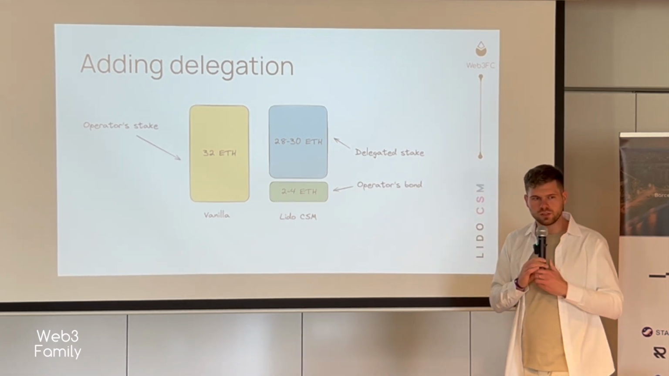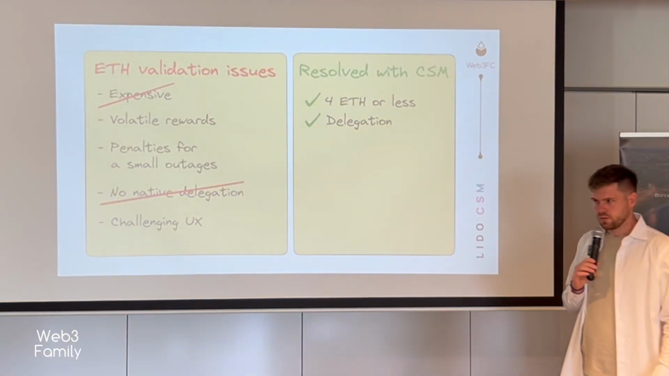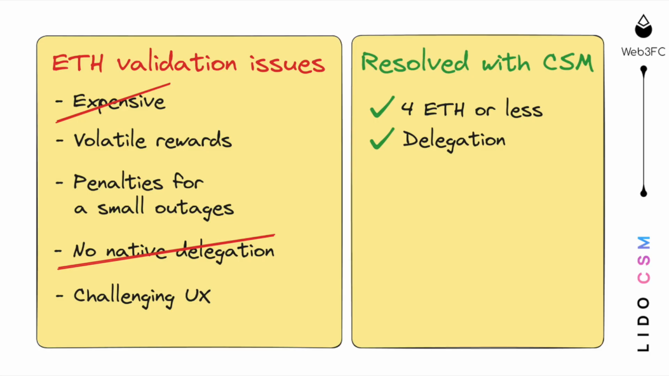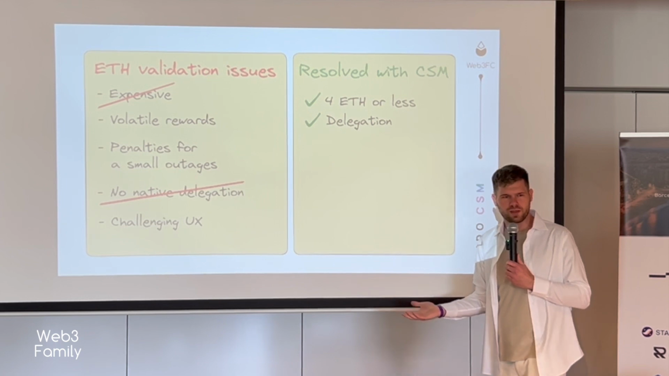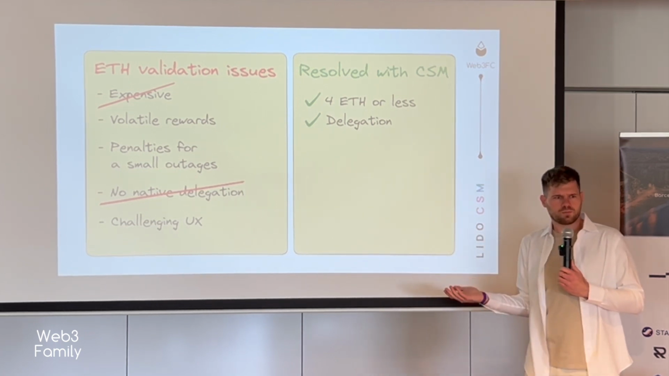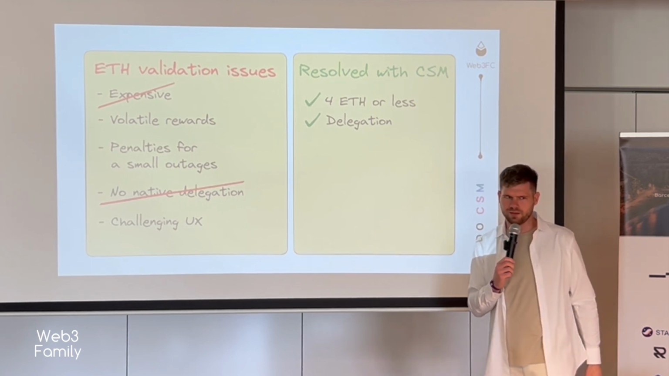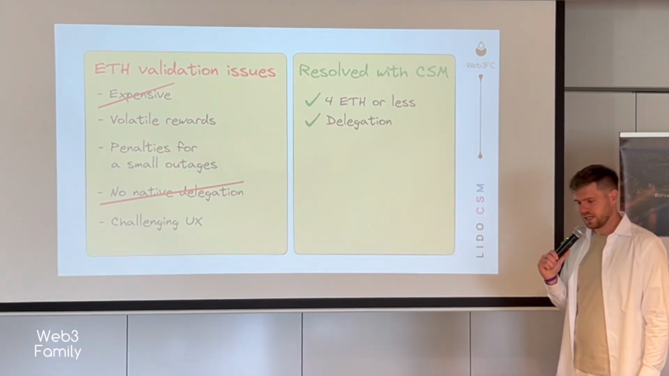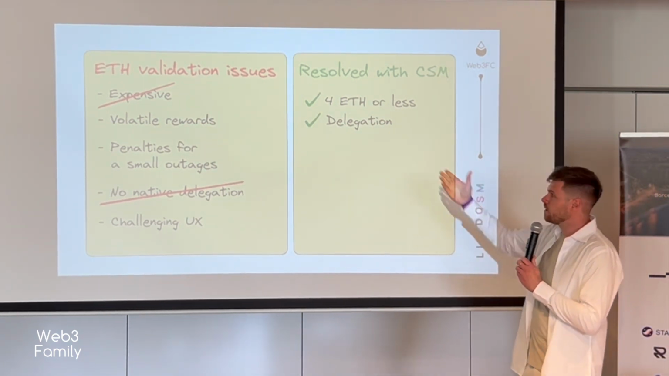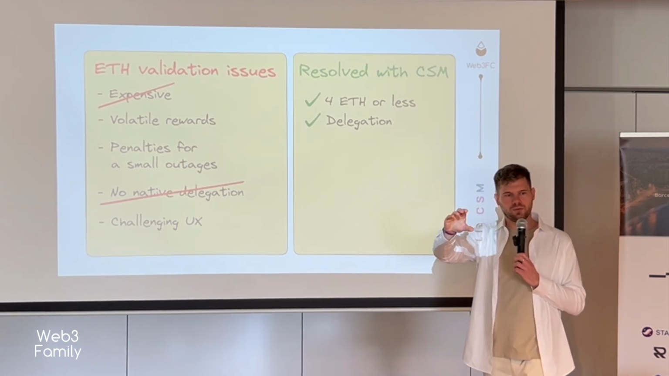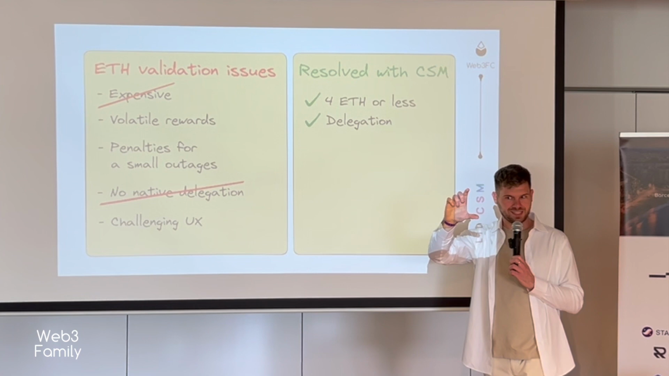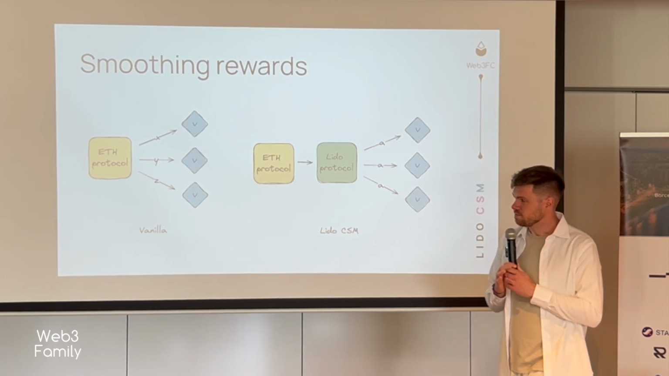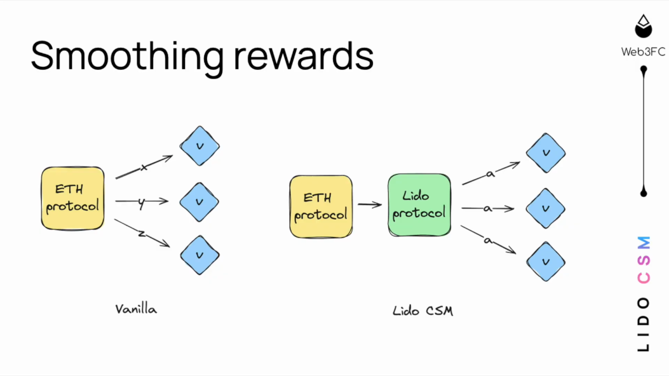And that resolves 2 issues, basically. So now, validation is not that expensive because 4 or 2 ETH is way better. It's way more affordable than 32 ETH. I mean, most of you would probably be able to get at least 2 ETH. And delegation, yes, in a form where you are not only getting this low entry barrier, but you're also getting fees on the delegated stake, which is pretty interesting. Moving next, rewards. As we've discussed before, the rewards are volatile.